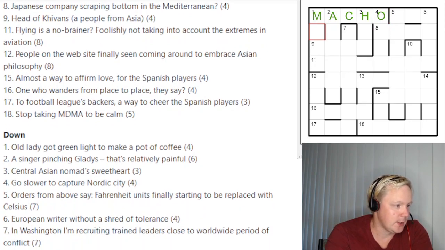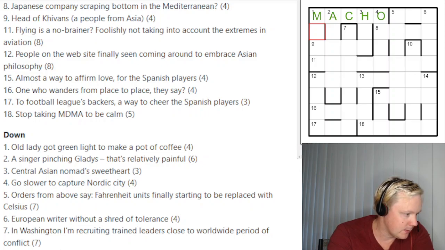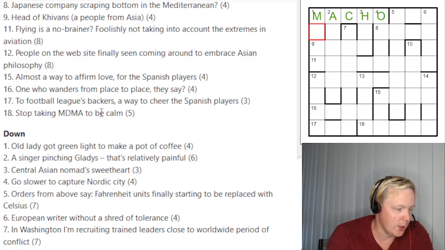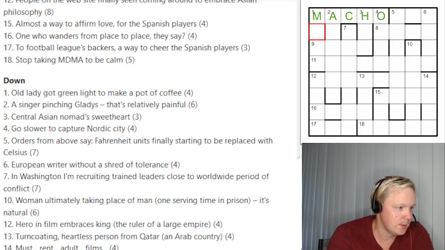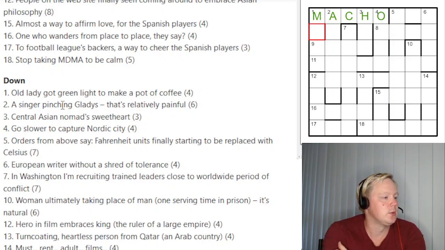Let's look at one down here. So one down is: Old lady got green light to make a pot of coffee.